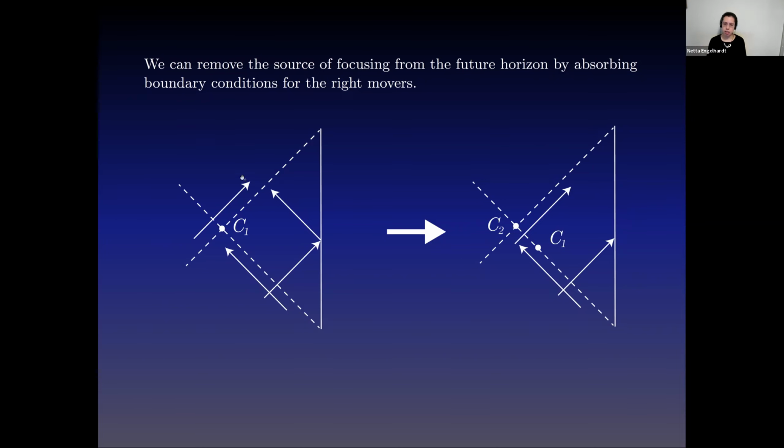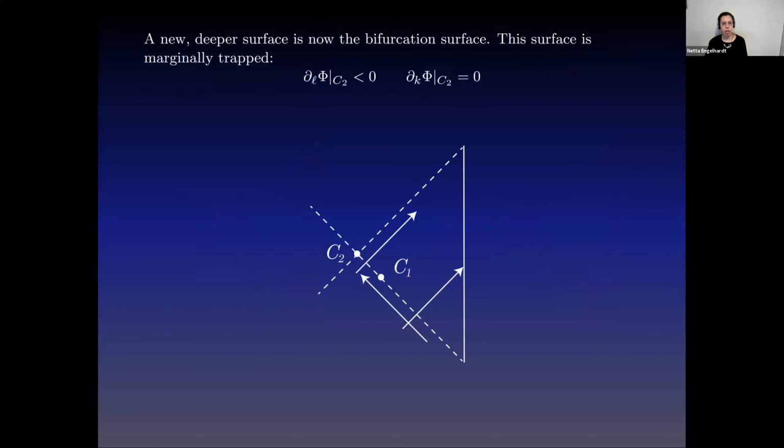What that means is this horizon now moves inwards a little bit. The black hole shrinks because we basically turned off some matter that would have fallen into it. And we have a new bifurcation surface, C2. C1, by comparison, lives here now. So now we have a new deeper surface. This surface is stationary in this direction because we've removed everything falling across it, but it's not stationary in this direction because we still have focusing across the past horizon.